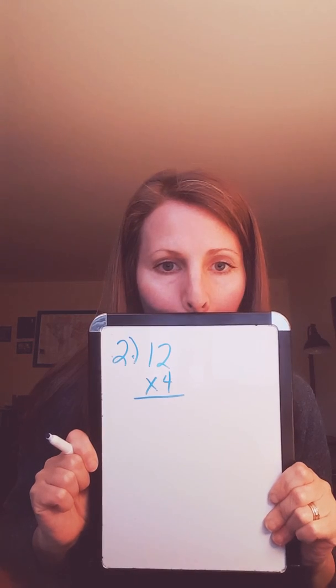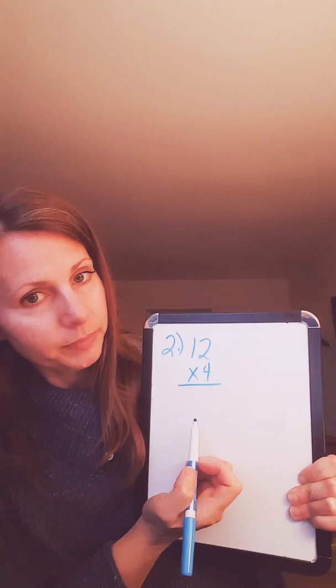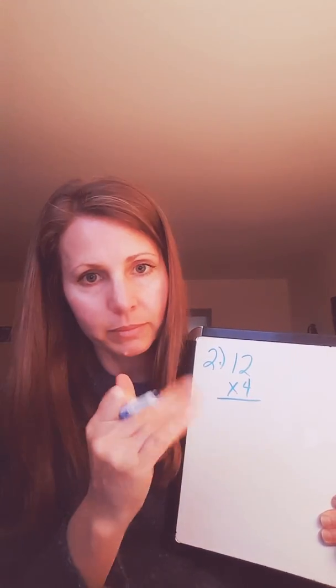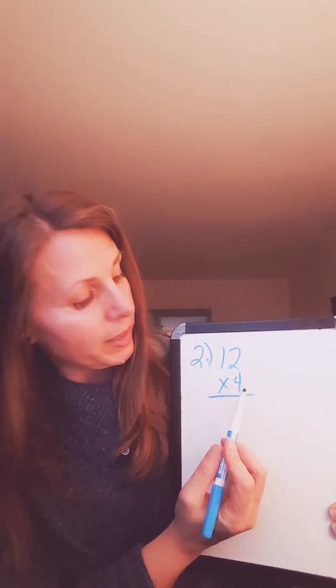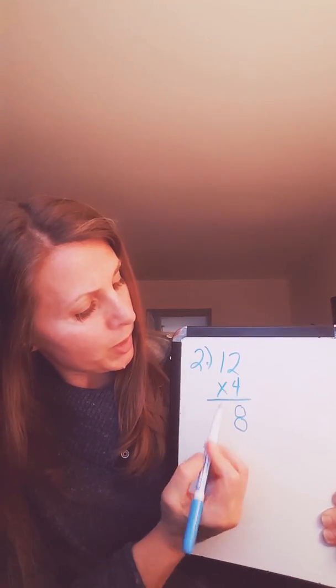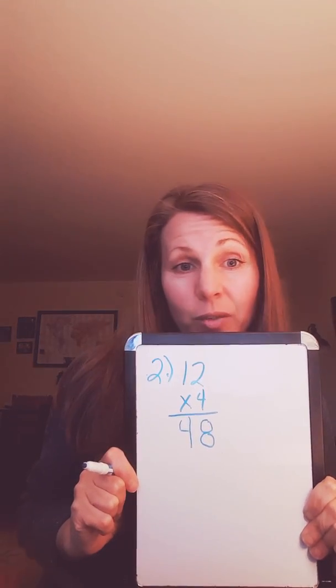Let's do number 2, which is 12 times 4 stacked like this. First step is the ones. Remember, if I'm ever going too fast for you, just pause it and catch up, and you don't have to feel rushed. So first things first, ones place. 4 times 2 is 8. 4 times 1 is 4. My multiplication answer, I think, is 48.